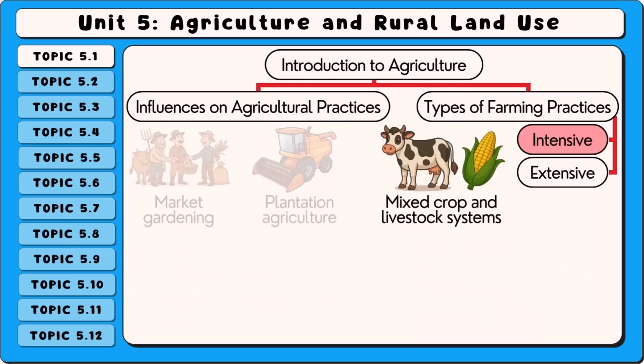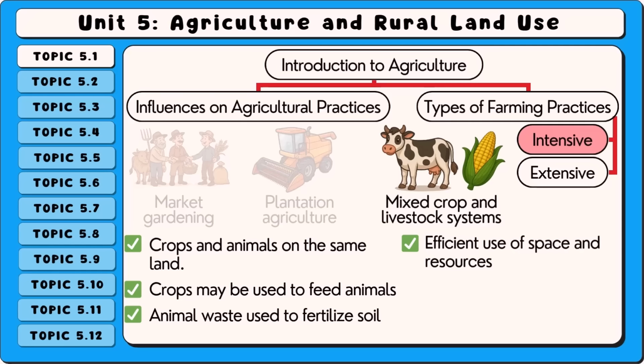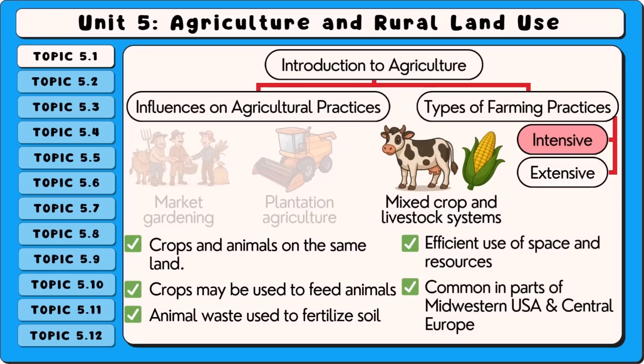The third type is mixed crop and livestock systems. In this system, farmers grow crops and raise animals on the same land. The crops may be used to feed the animals, and animal waste can be used to fertilize the soil. This creates a cycle that makes efficient use of space and resources. This method is common in parts of the Midwestern United States and Central Europe.